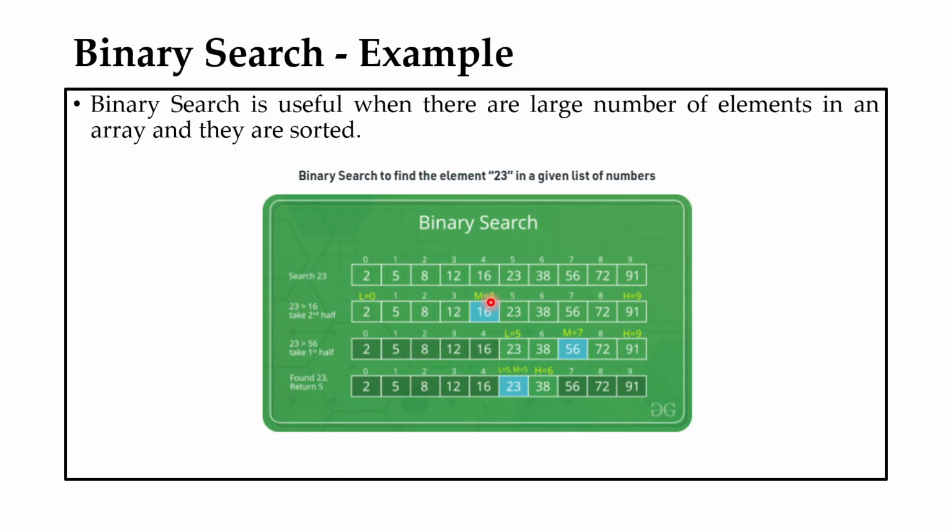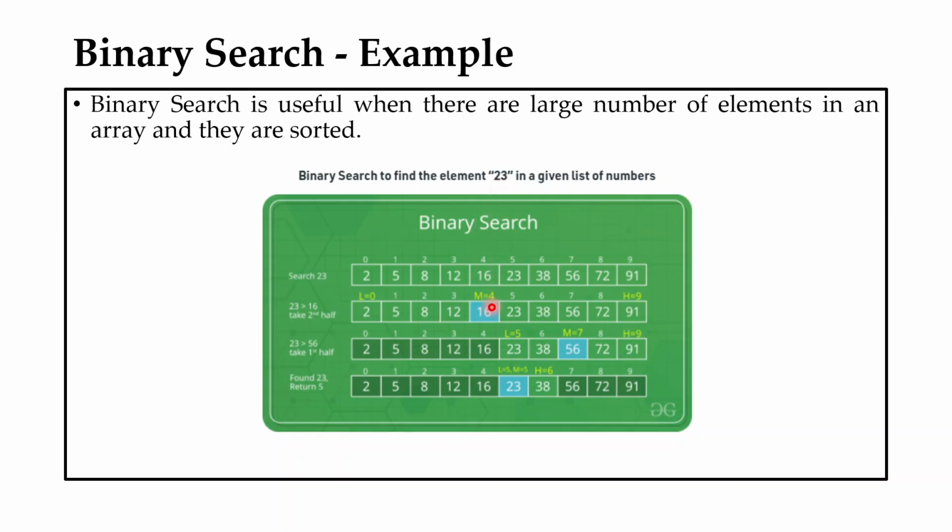So now L is equal to 0 and H is equal to 9. I'll find the median value. So then M is equal to 4. I'm searching for 23. At first I'll compare 23 with 16. 23 is very much larger than 16.